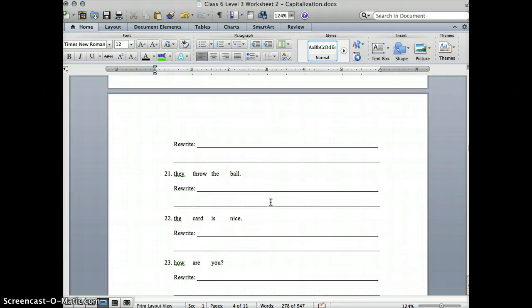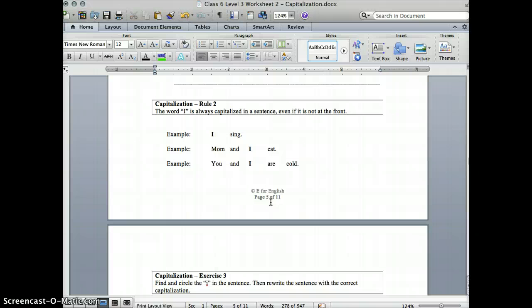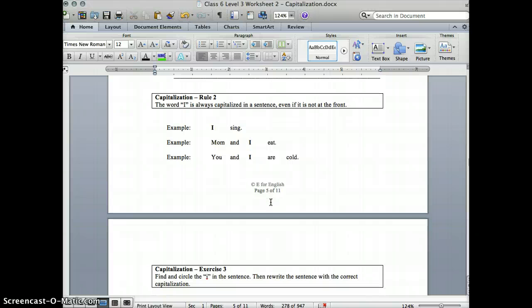Okay, so there's a lot of examples, but I know you can do it. Okay. Rule 2. The word I is always capitalized in a sentence, even if it's not at the front. So, for example, we have I sing, and this I is at the beginning of a sentence. So there's 2 rules that happen here. The one that says the first letter of the first word always has to be capitalized, and the word I always has to be capitalized.